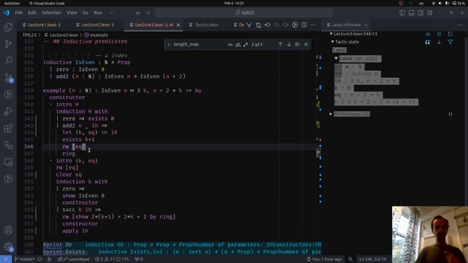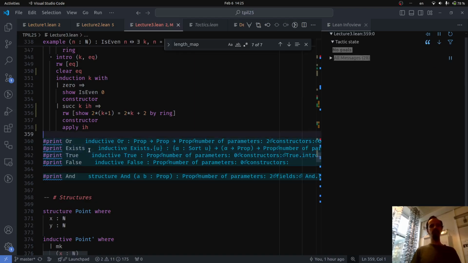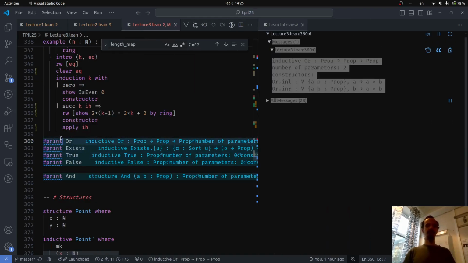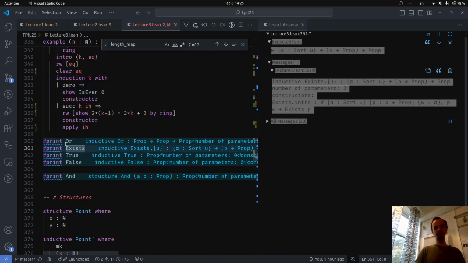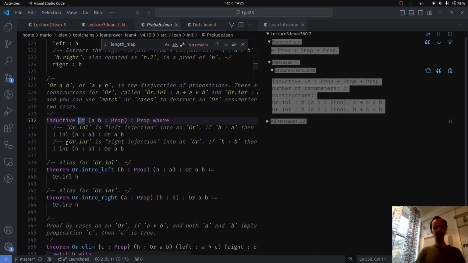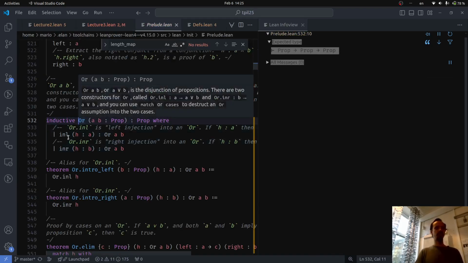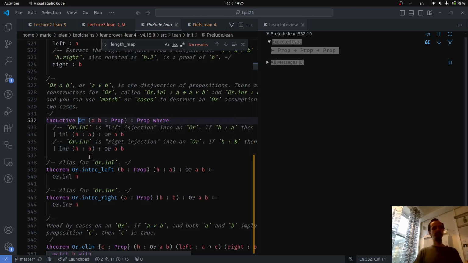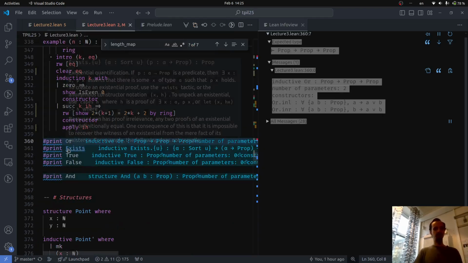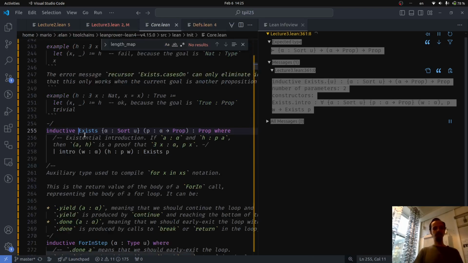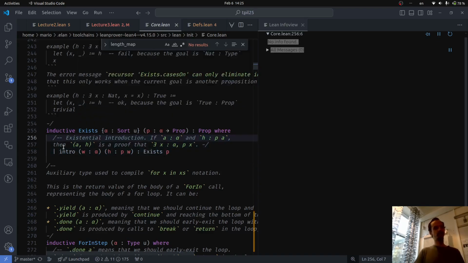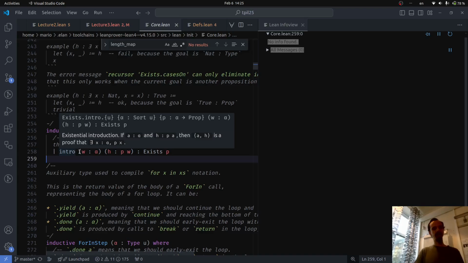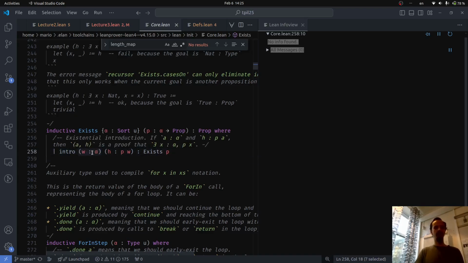All right. And now I get to show you all of the definitions of the propositional connectives and reveal that actually everything was inductive types all along, in case you haven't figured that out already. Or is an inductive type that has two constructors, one of which is a proof of A, the other one is a proof of B. Exists is also an inductive type that has one constructor, which has a witness, and then a proof that P holds for that witness.